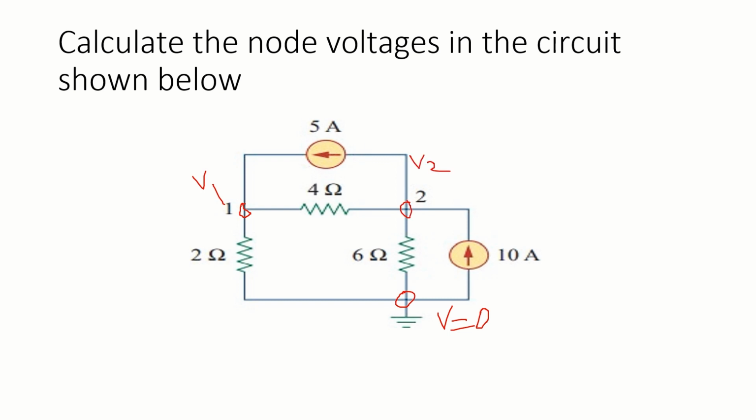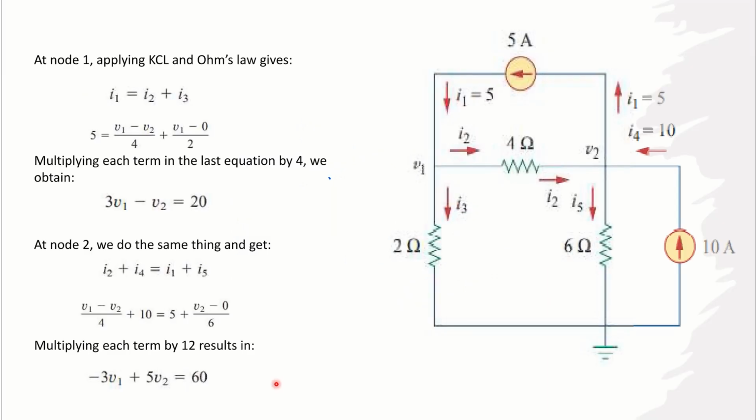Now let's move on to step 2 and apply KCL at node 1 and node 2. So now we are going to analyze how current is flowing through node 1. Okay, so now let's visualize this. So 5 ampere current is entering V1 and I2 and I3 are leaving. So we can apply KCL at node 1 and we can write it as 5 is equal to I2 plus I3.